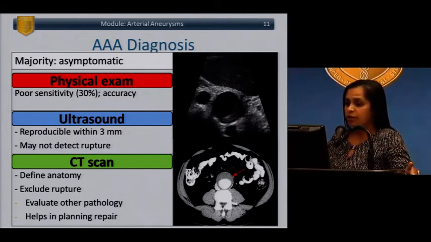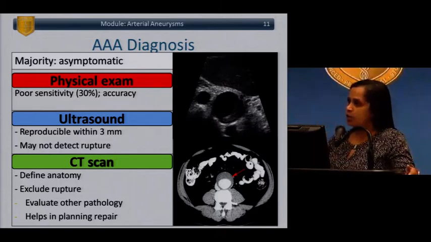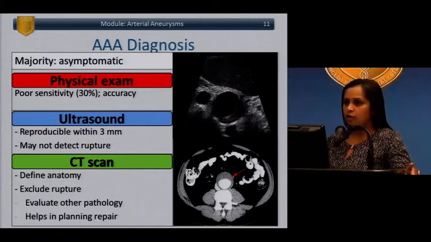Ultrasound is a very good screening test, an initial test for looking for aneurysms. There are some limitations. It's limited by the technician doing the study and by the body habitus of the patient as well as bowel gas, but overall it is the initial screening test of choice if you suspect someone to have an aneurysm.